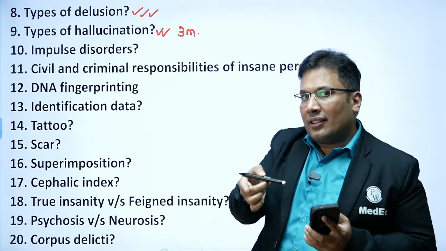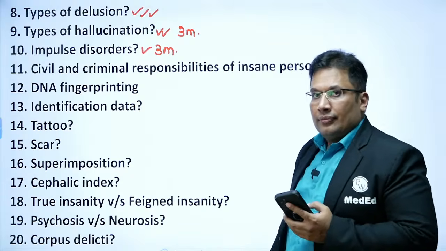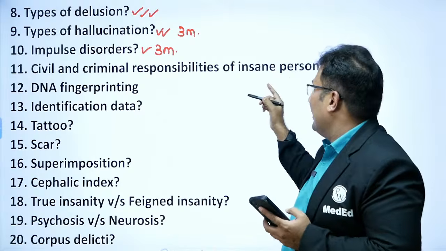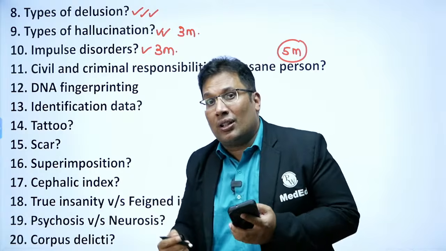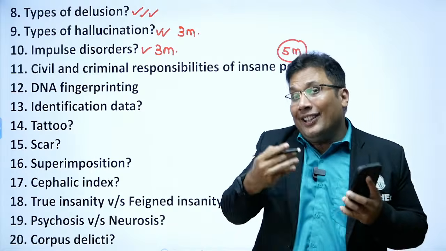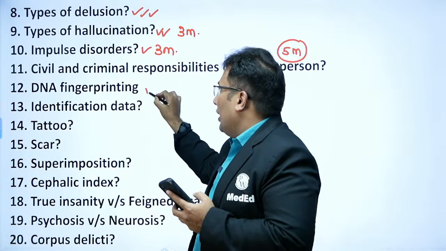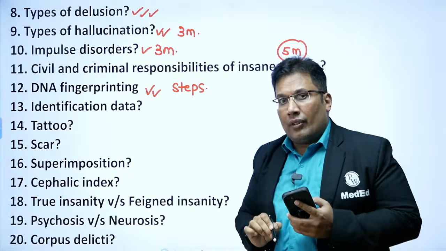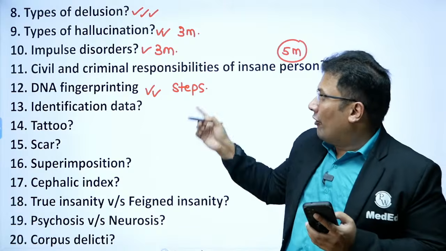Impulse disorders, kleptomania and all. 3 marks. Then a very important 5 marks question: civil and criminal responsibilities of an insane person. 5 marks. So basically you can mention McNaughton's rule. What are the principles of McNaughton's rule? You can mention 22 BNS, or you can mention 84 IPC. DNA fingerprinting, the steps: isolation, Southern blotting, RFLP and all. 5 marks question.